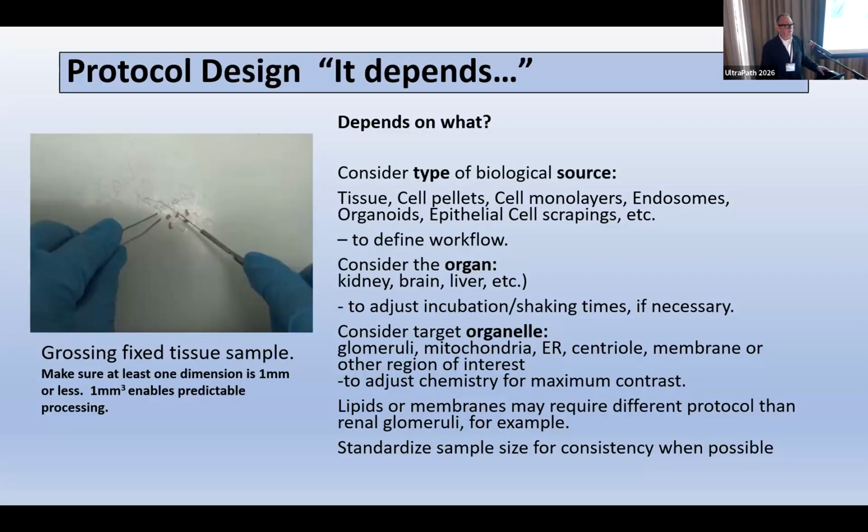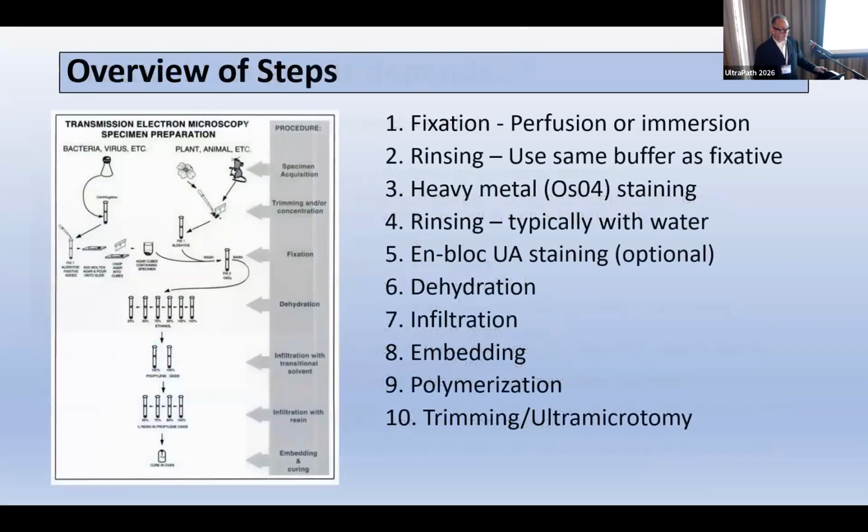And standardize for consistency when possible. Standardization and regulation in this case can be an advantage. And also over here, you want to always gross your sample so that at least one dimension is a millimeter, and preferably 2 dimensions are a millimeter, and then we like to do all 3 dimensions. So a cubic millimeter is what we consider the perfect sample size. People go smaller, you can go down to a few cells, or you can go bigger, up to a bouillon cube size if you want to. It's going to change your incubation times for sure.